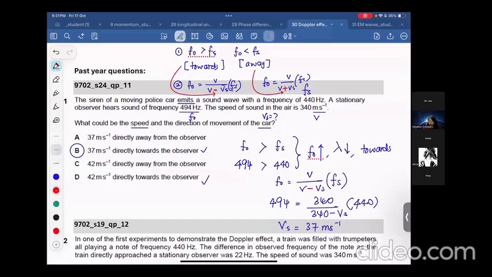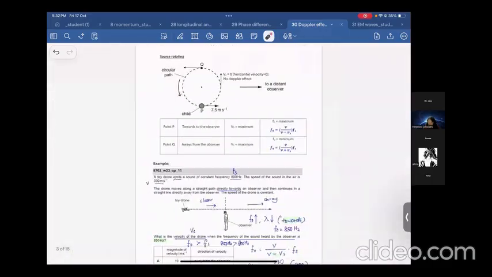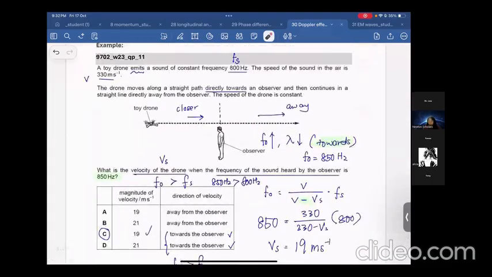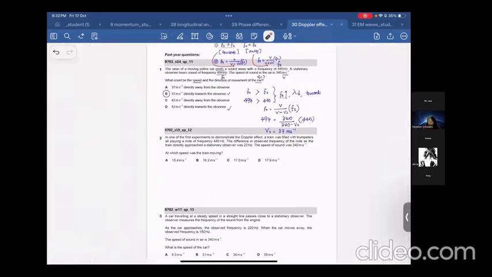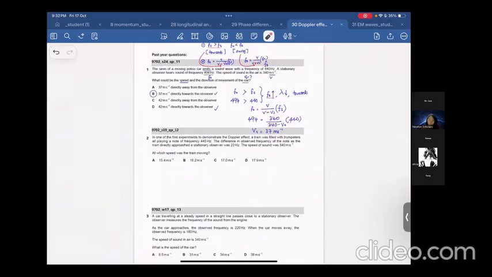Two things you have to analyze. Is Fo higher or lower? If higher, it is towards, because frequency higher means wavelength becomes shorter, so that means nearer to you, towards. If towards, then here we use minus. If away, we use plus. Then we continue to solve the question. We do two questions, then we will find that they use the same technique to solve it. Is that clear?